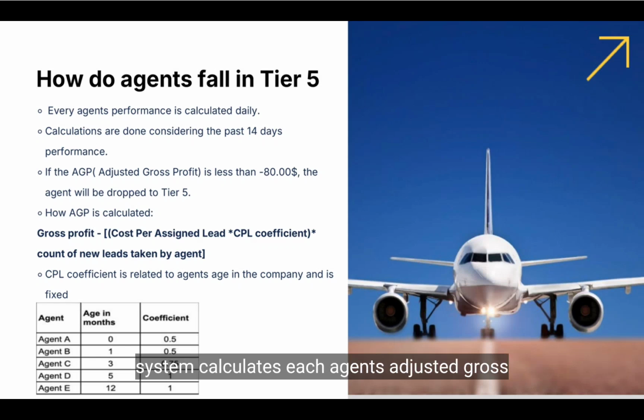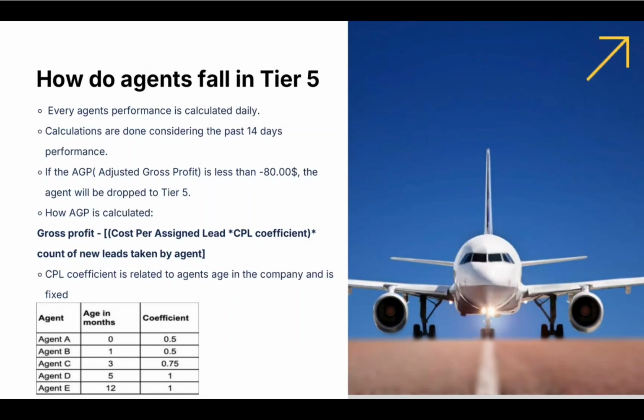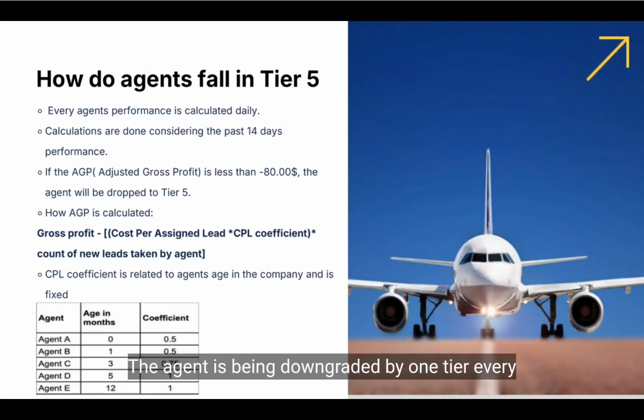The system calculates each agent's adjusted gross profit every day, considering the last 14 days, using the following formula. AGP is equal to gross profit, minus cost per assigned lead, multiplied by the CPL coefficient, and all multiplied by the count of new leads taken by the agent. If the adjusted gross profit is less than minus $80, the agent will be moved down to the next lowest tier. The agent is being downgraded by one tier every day if the AGP is negative.